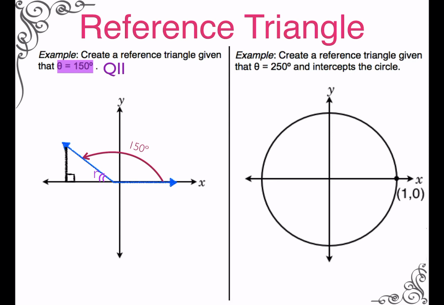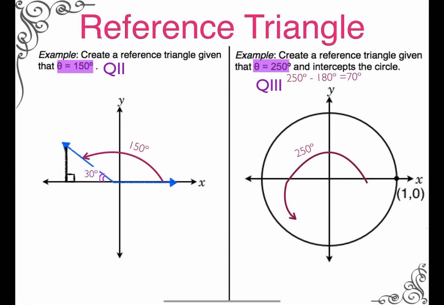Okay, for the next example, we're asked to create a reference triangle given that theta equals 250 degrees, and it also has to intercept this circle. Well, the first thing I'm going to do in this problem is recognize that the 250-degree angle is going to be in quadrant 3. That's between the 180-degree angle formed by the x-axis and the 270-degree angle formed by the negative portion of the y-axis. Okay, to find my reference angle, I'm just going to subtract 180 from 250. That's 70 degrees.